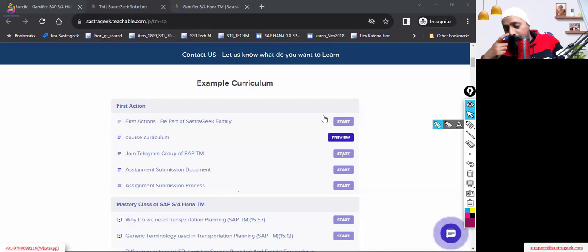Then I have asked many people to start with SD, but it is not a zero start with SD. Just take the SD course and try to go through 30 to 40% of the SD part. That would be doing some basic sales scenarios. Then you would have good hands-on with the system and a good understanding, and then you would be able to jump back ahead into the TM.